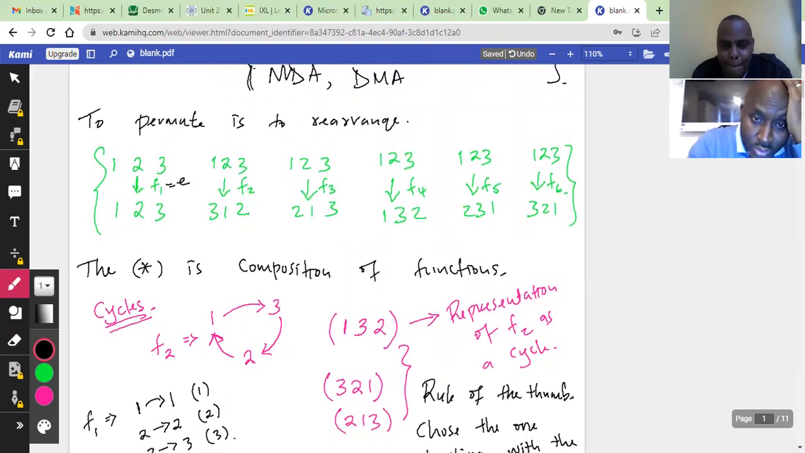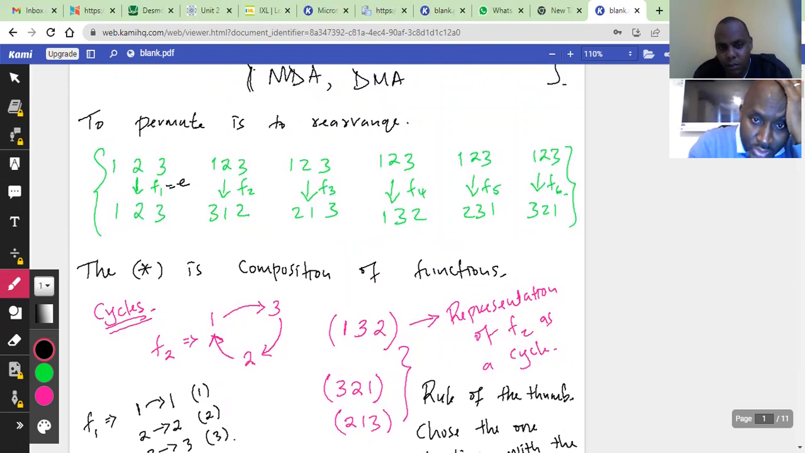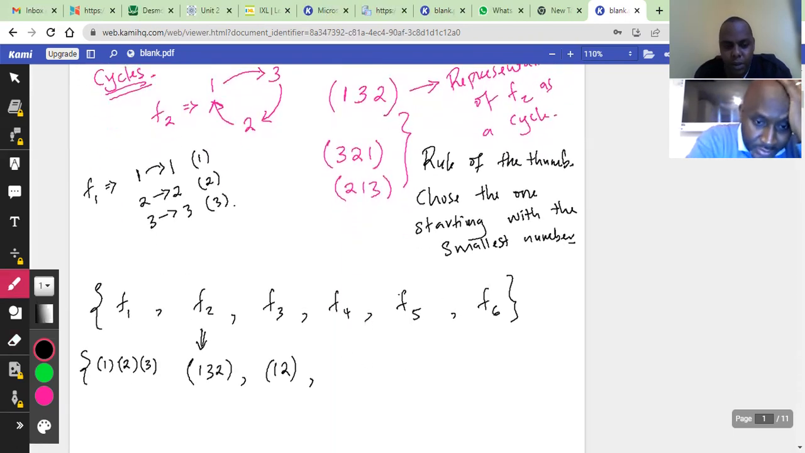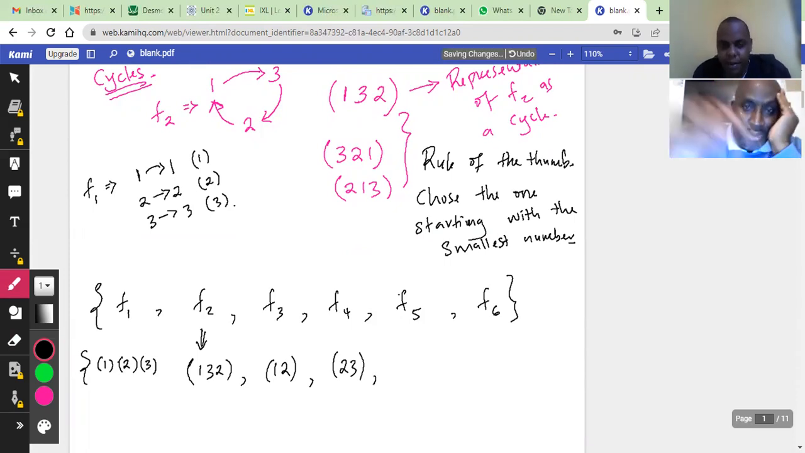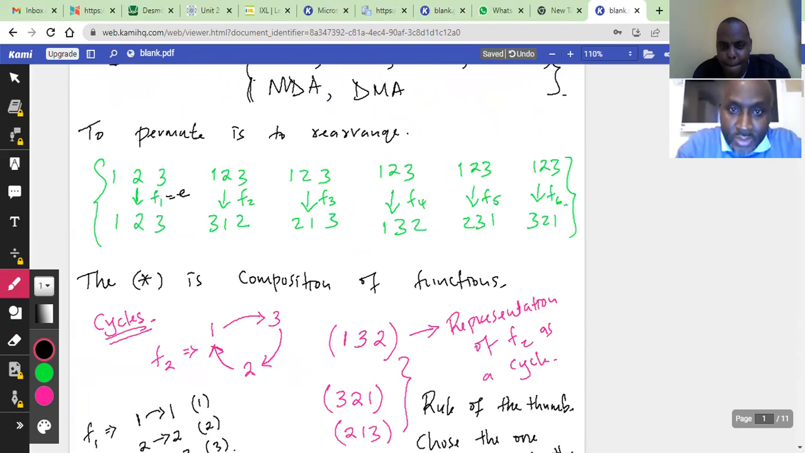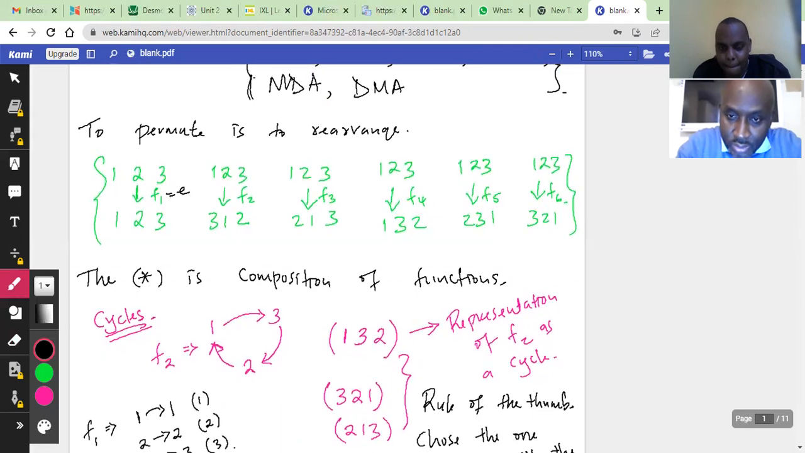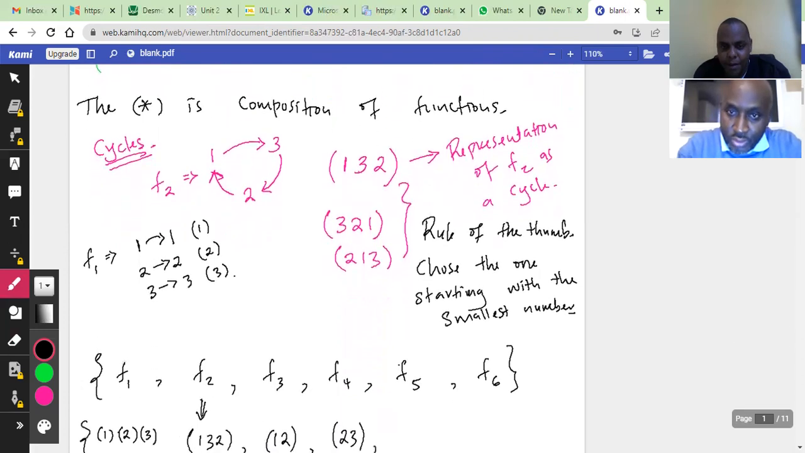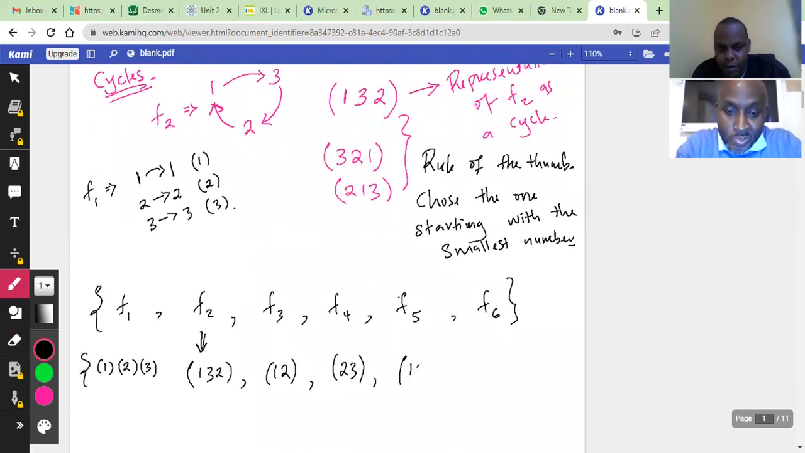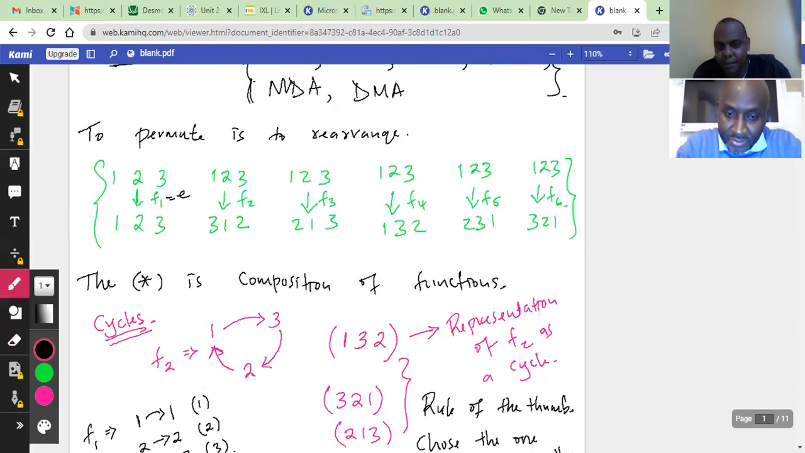F4: 1 goes to 1. This is one cycle. And then 2 goes to 3, and 3 goes to 2. We close it. So there is no change on 1, but 2 and 3 are switching position. F5: 1 goes to 2, 2 goes to 3, and 3 goes back to 1. It closes the cycle.